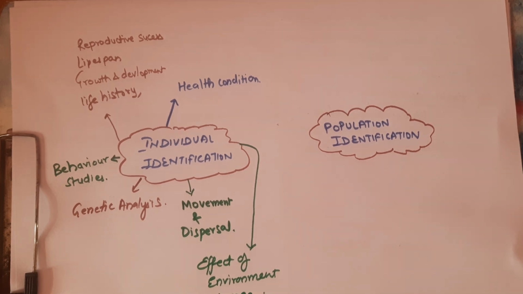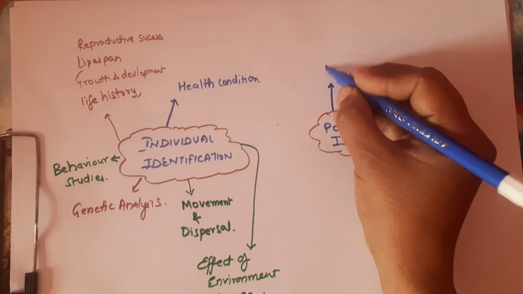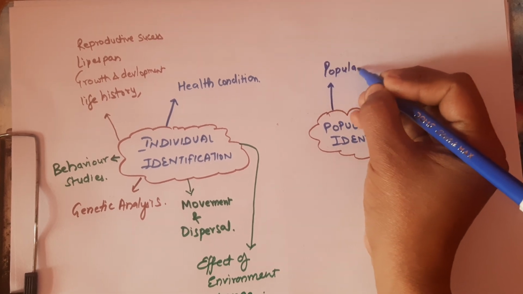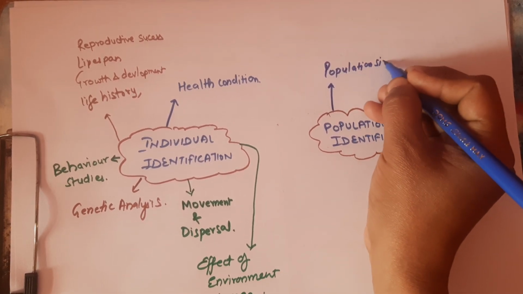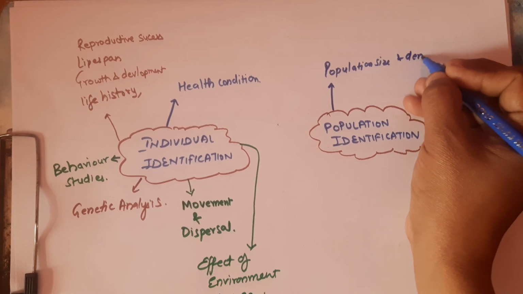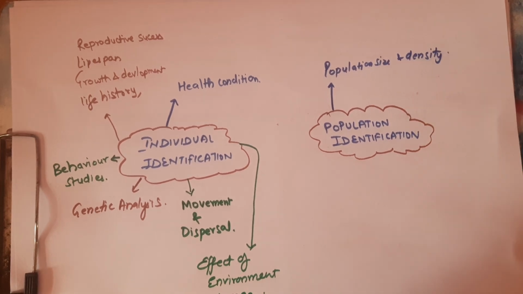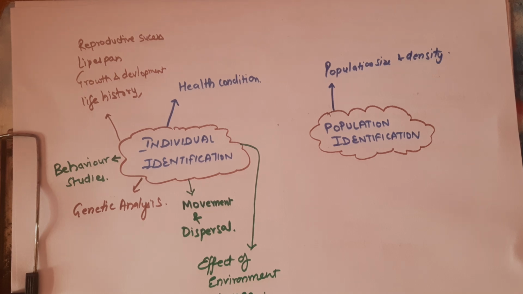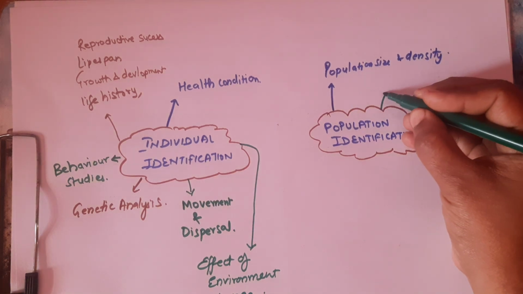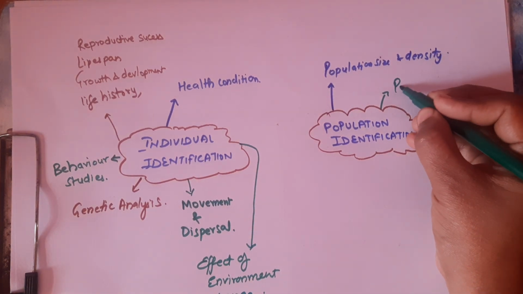So we can learn about the population size and density. Through population identification and identification of population boundaries, it will allow for accurate estimation of the population size and density. And why is it needed? Because this information is essential for population management and conservation.